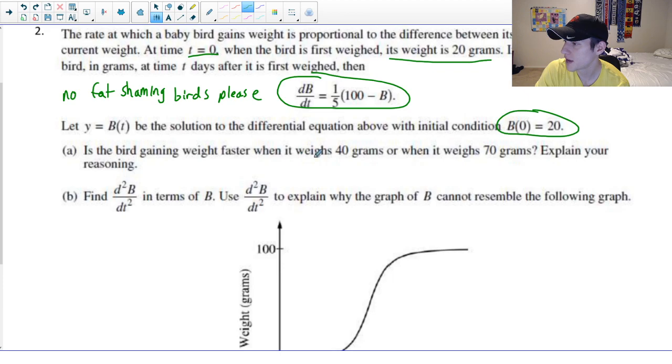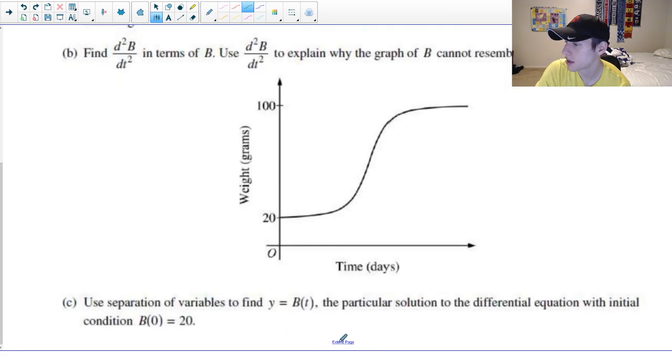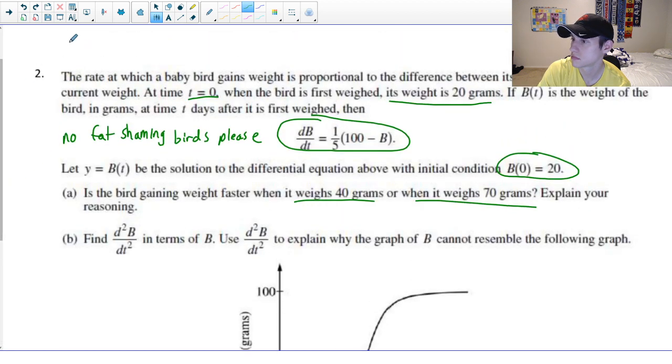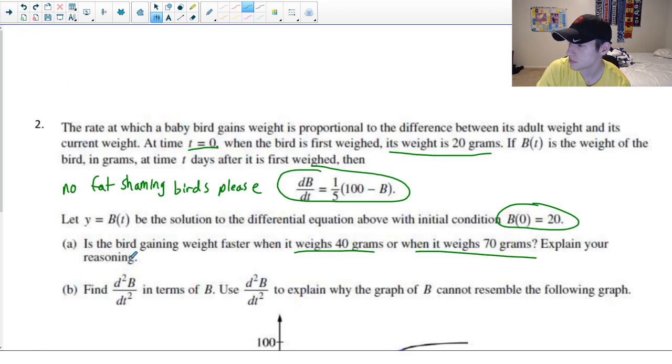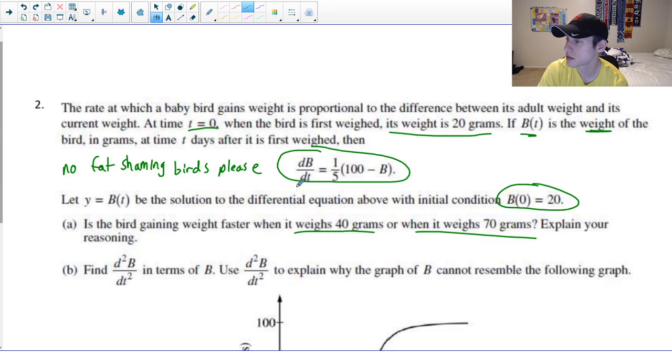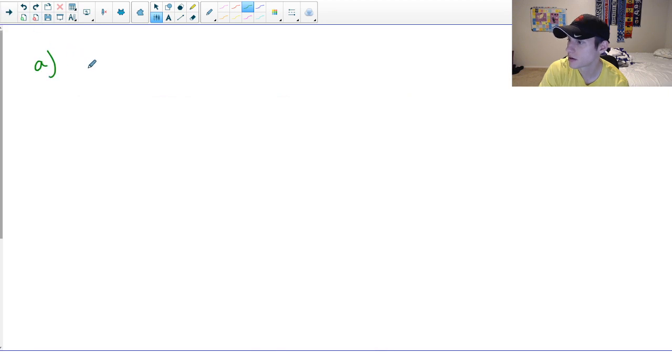Is the bird gaining weight faster when it weighs 40 grams or when it weighs 70 grams? Okay, so for part A, gaining weight faster, again, B represents the weight. So dB/dt must be the rate of the weight, right? Is the rate increasing, is it gaining weight, or is the rate decreasing, is it losing weight? And how fast specifically? So let's just take this equation and plug in 40 or plug in 70. Let's compare.